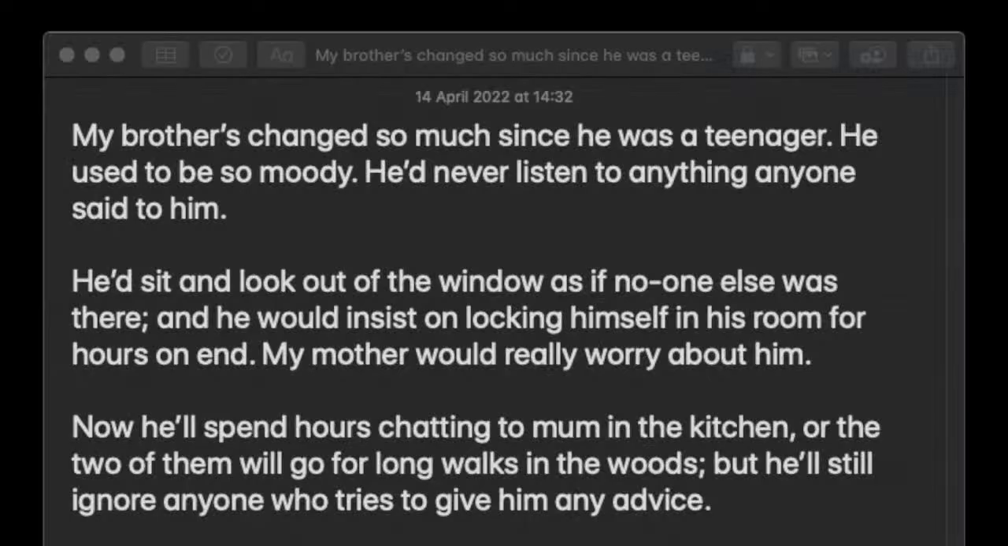Okay, listen again. Locking himself in his room for hours on end. My mother would really worry about him. Now he'll spend hours chatting to Mum in the kitchen, or the two of them will go for long walks in the woods. Good. Okay. No particular problems there. Let me just listen very carefully to that one more time. Hours chatting to Mum in the kitchen. Okay, just go back a bit. Room for hours on end. My mother would really worry about him. Okay. Now he'll spend hours chatting to Mum in the kitchen.